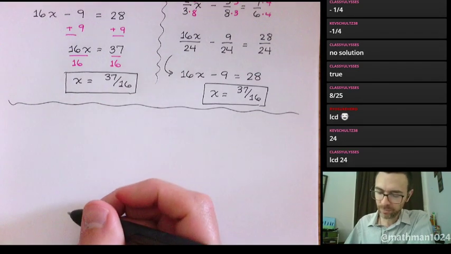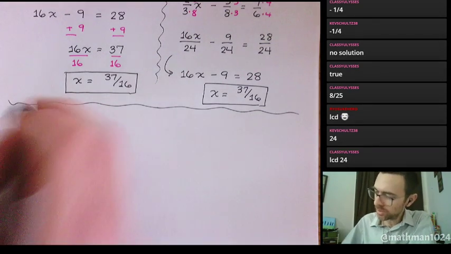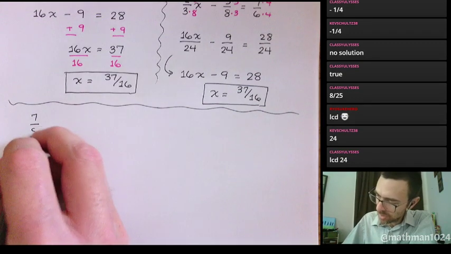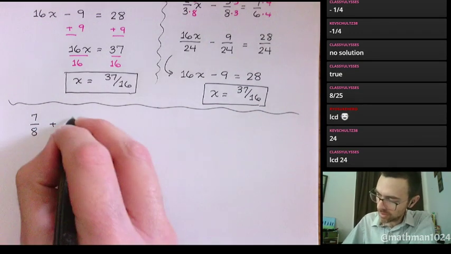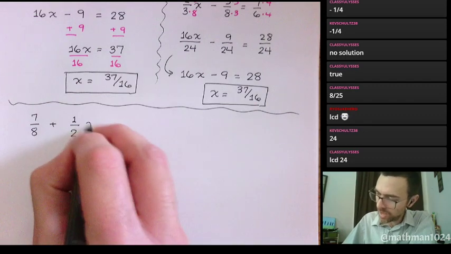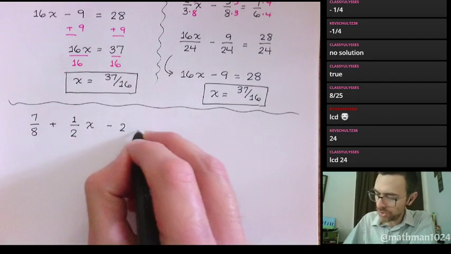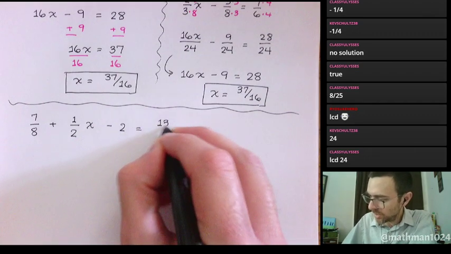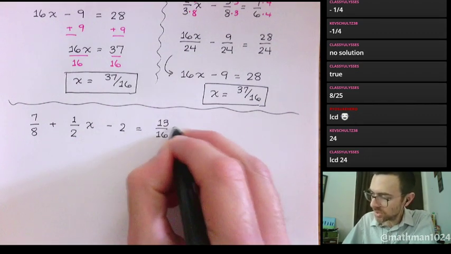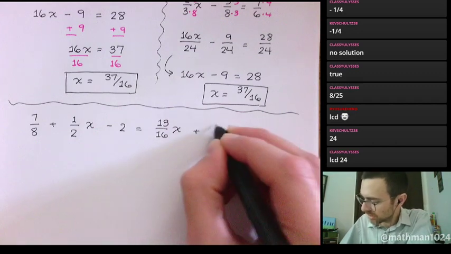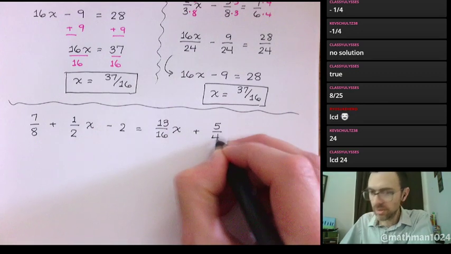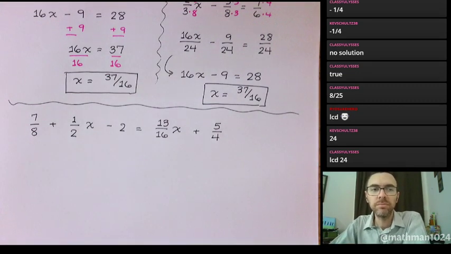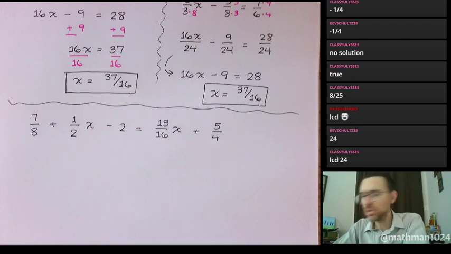All right. I think this would probably be a good one to end it for the day. Let's take 7 over 8 plus 1/2 x minus 2 is equal to 13/16 x plus 5/4. Don't let extra pieces, don't let extra numbers intimidate you. Understand they're just numbers, it's just part of an equation, and you can still do this.